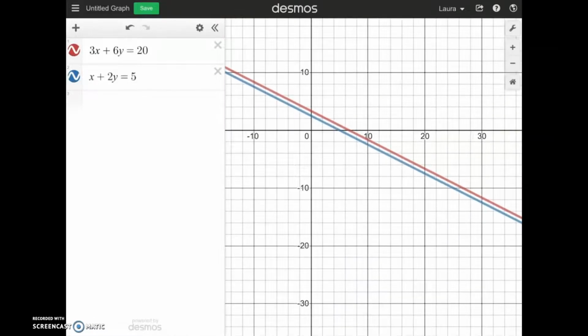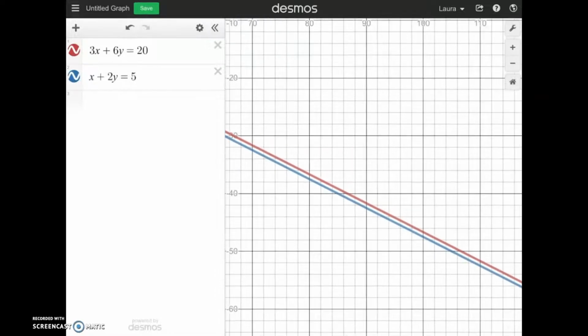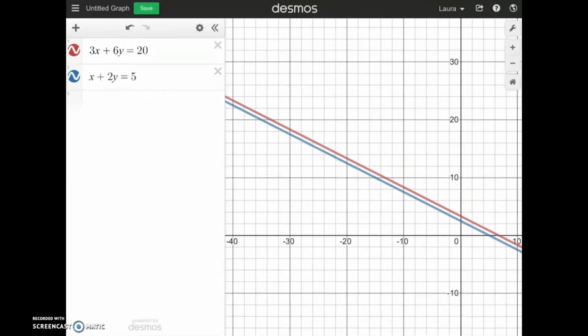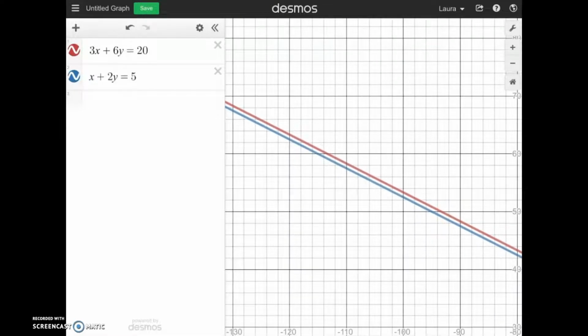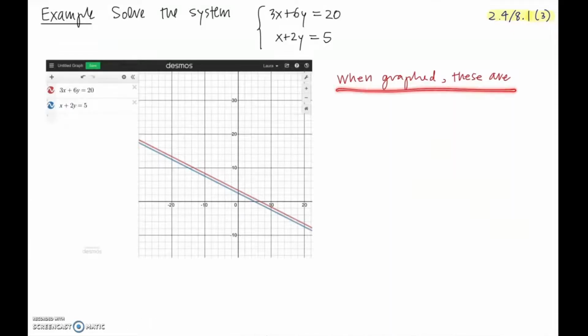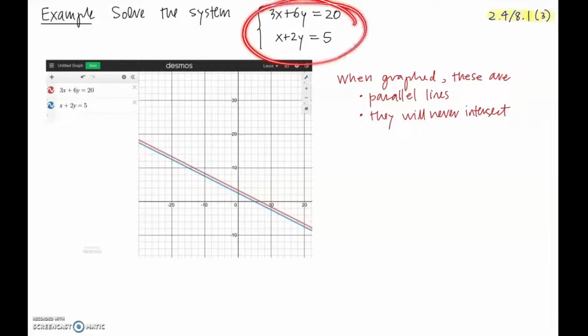And these lines, you could follow them forever and ever, in either direction. They're never going to intersect. And so this happens sometimes, that you'll get a system of equations where there is no solution. There's no point that they share in common. So when we graph these, we find that they are parallel lines, and we know that they will never intersect. So this system here has no solution.